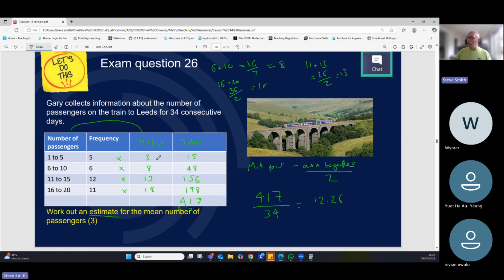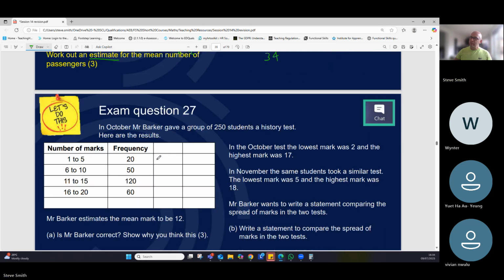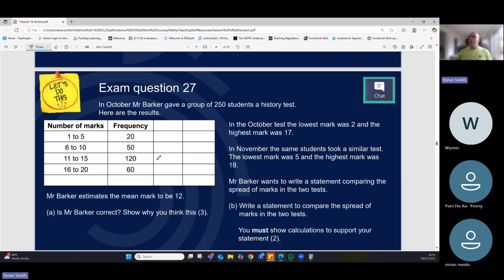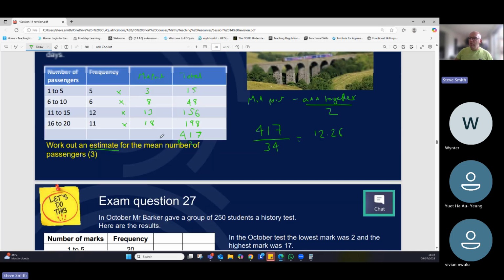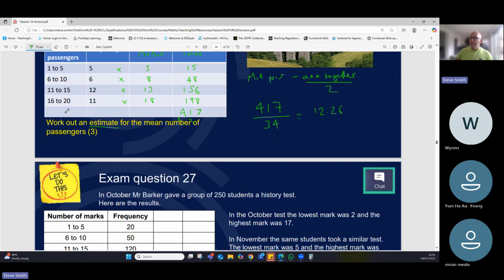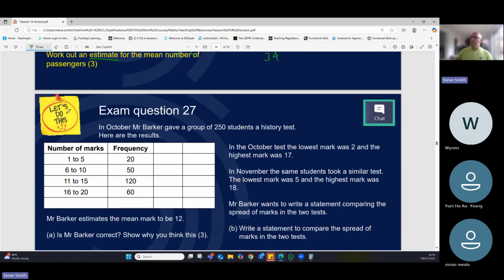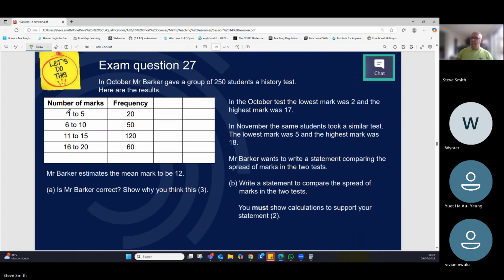So we're going to have another look at another one. And if you look at this, oh my gosh, is it the same? 1, 5, 6, 10, 11, 15. So as you can see, NCFE or Pearson or City and Guilds don't really switch around too much because it's the same midpoints. And I'm not saying they're lazy, but they're kind of lazy. We've got the same midpoint here again.